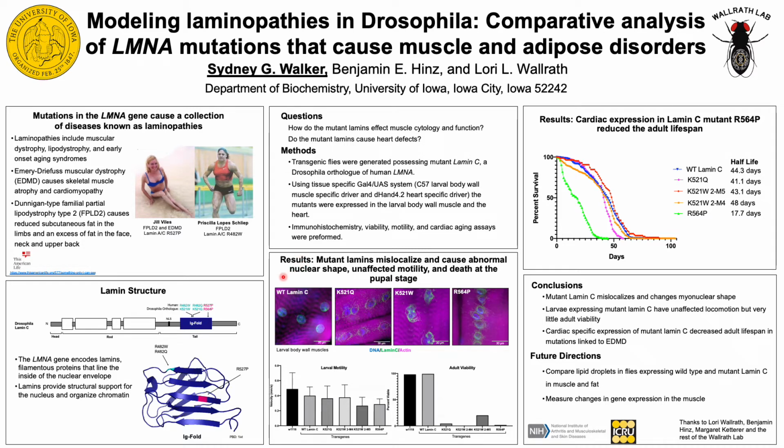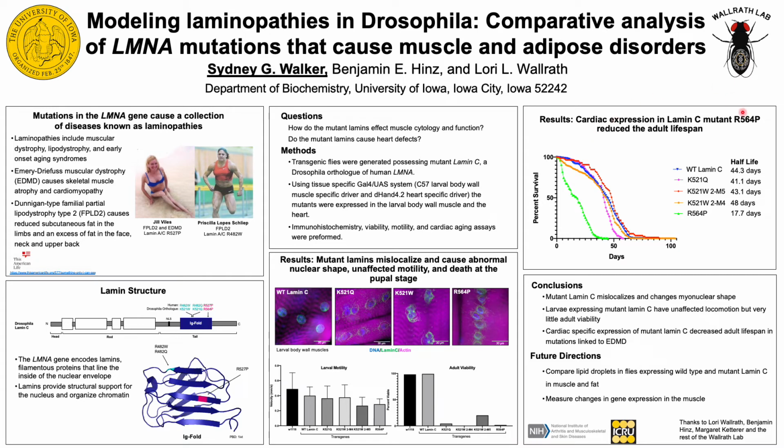As we saw in immunohistochemistry, K521Q as well as R564P show mutant lamins leaking into or mislocalizing out into the cytoplasm, and K521W has abnormal nuclear shape as compared to the wild type. We also did motility assays on the larvae and saw that none of the mutations cause any notable muscle or motility defects. However, adult viability was significantly decreased, which meant that a lot of these mutations are dying at the pupal stage.